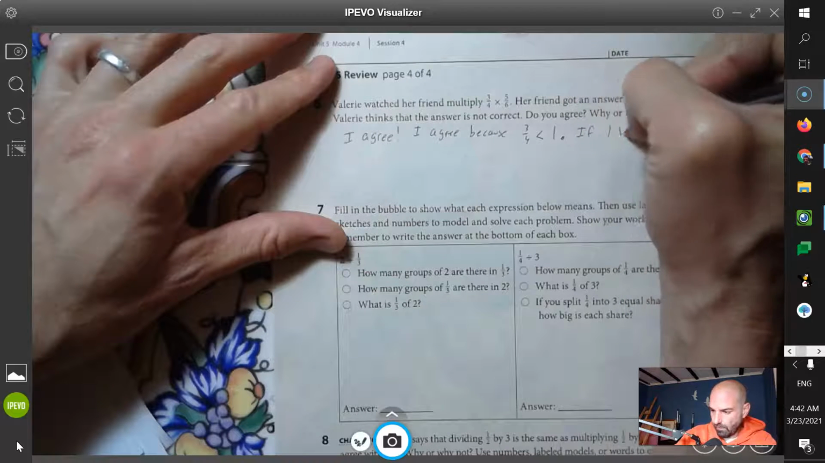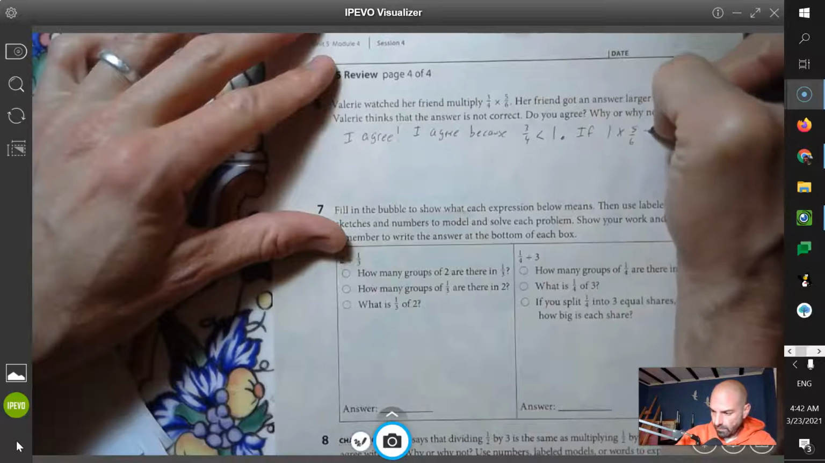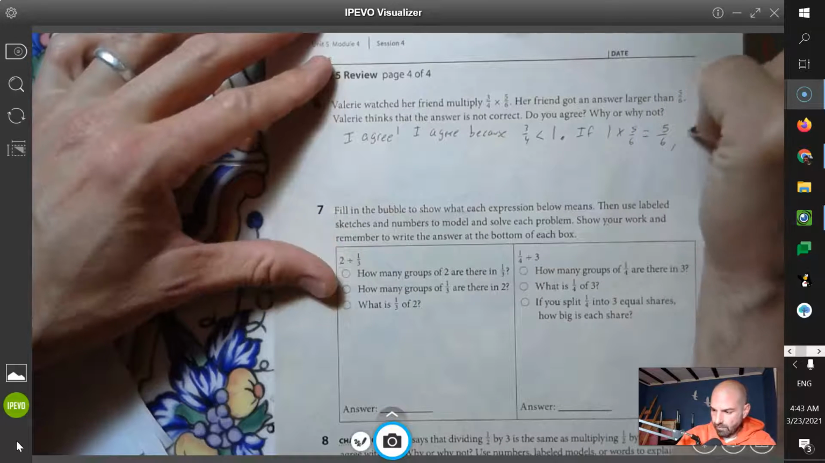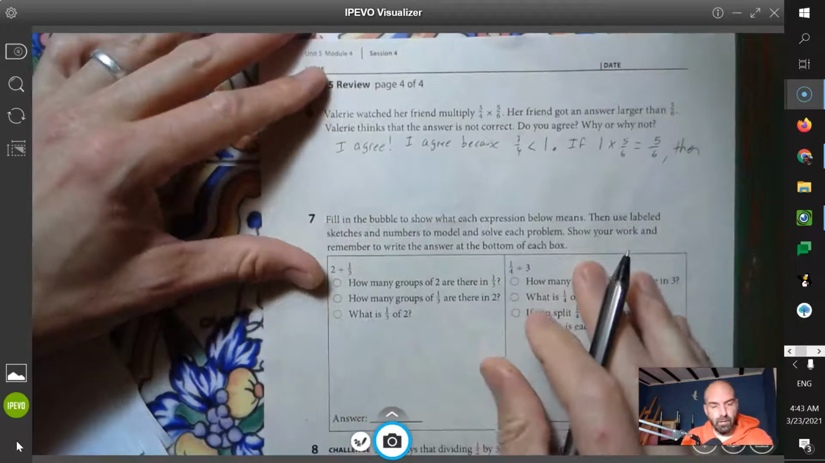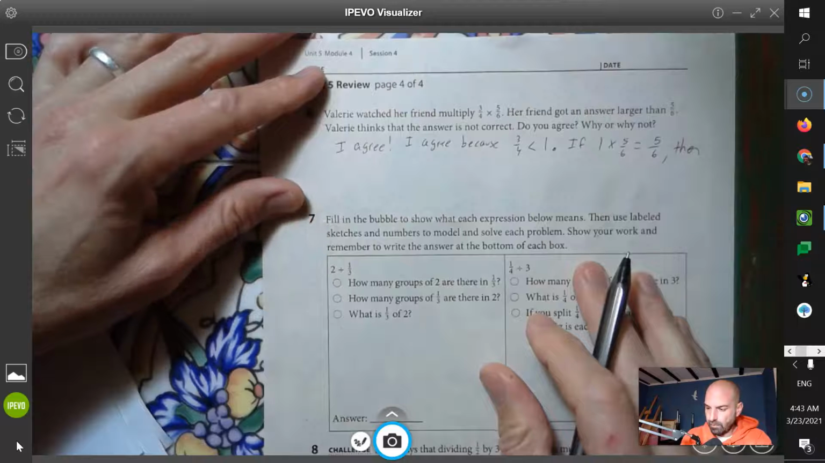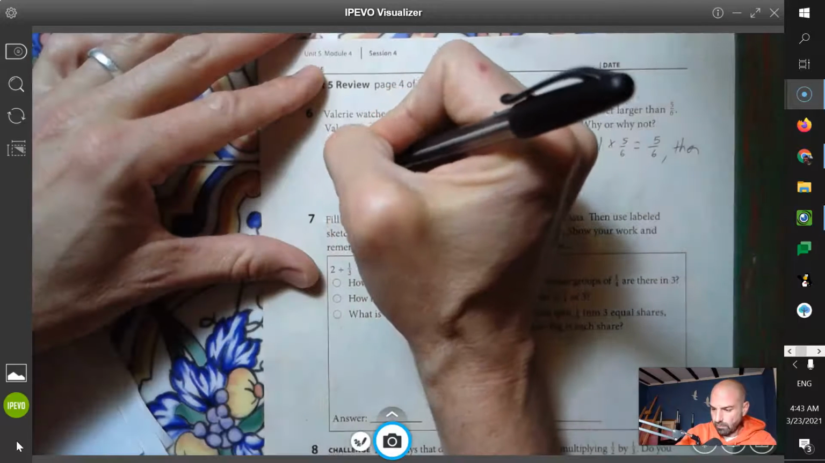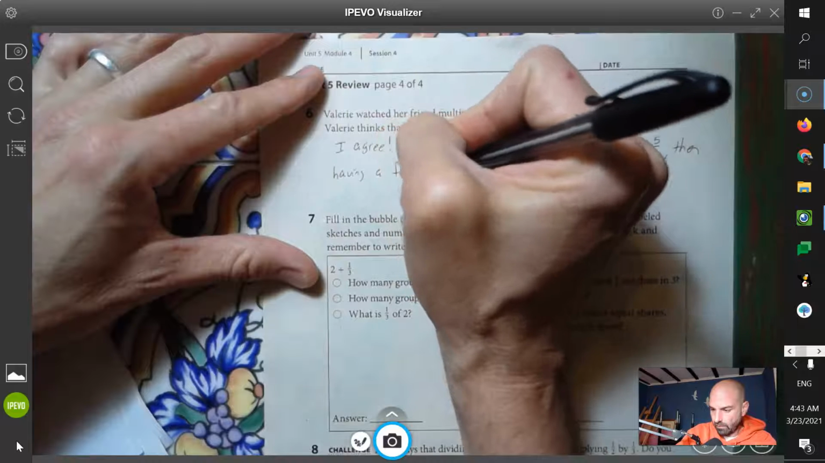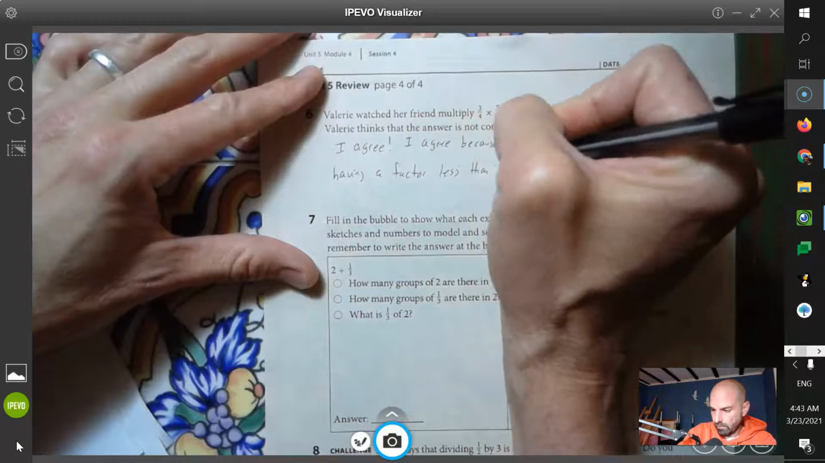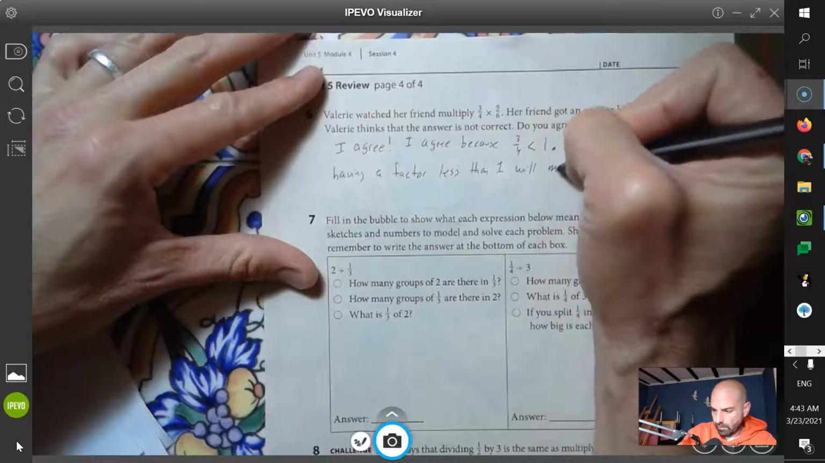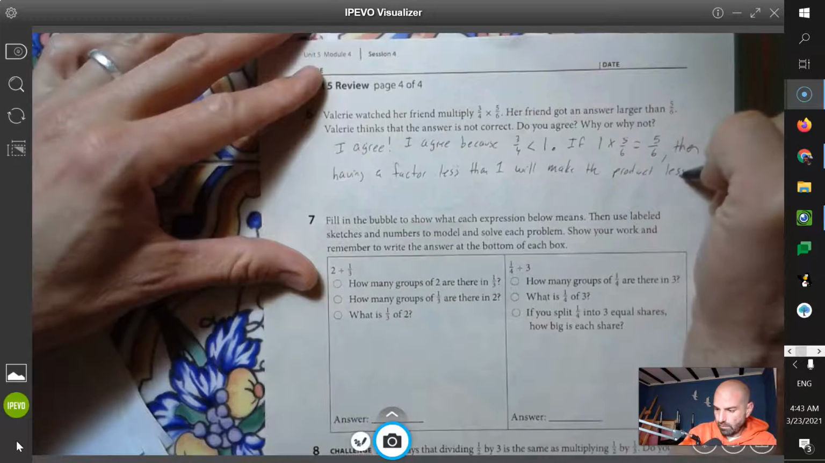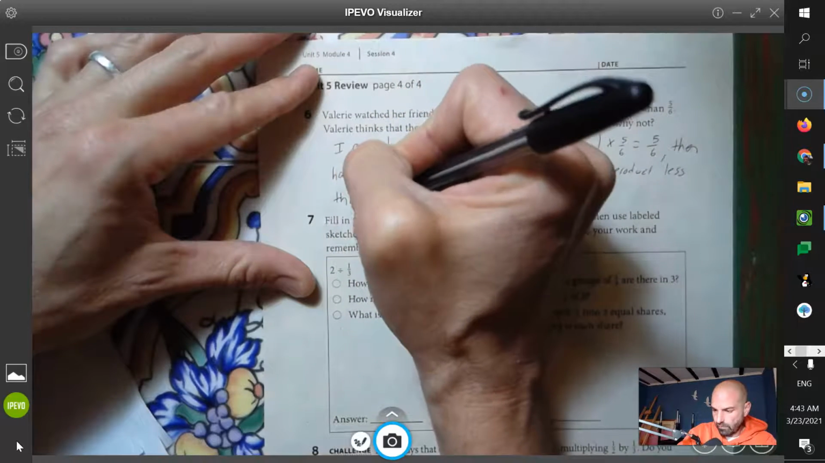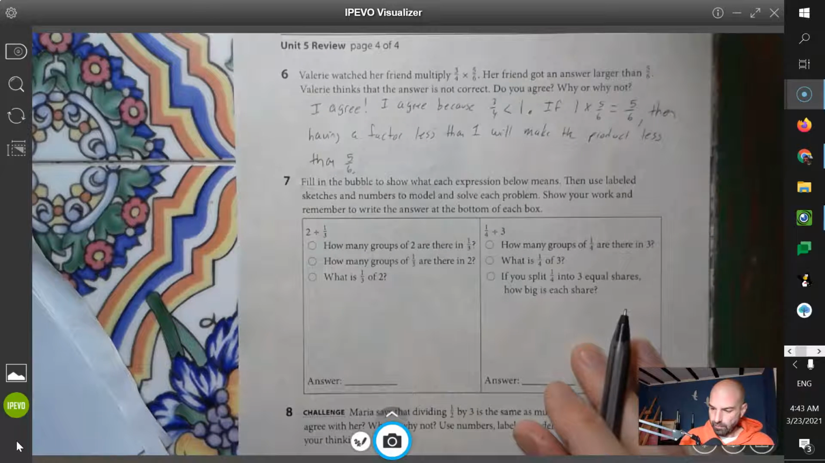If 1 times 5/6 equals 5/6, then, sometimes I can't remember the word, I don't want to say reducing, then having a factor less than 1 will make the product less than 5/6.